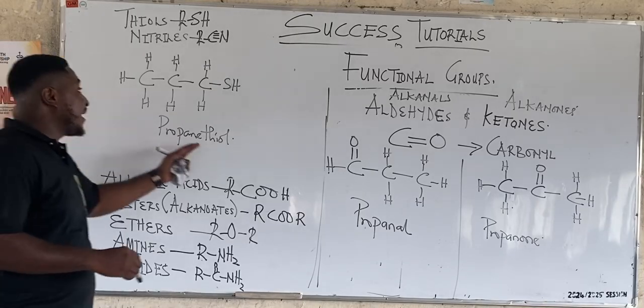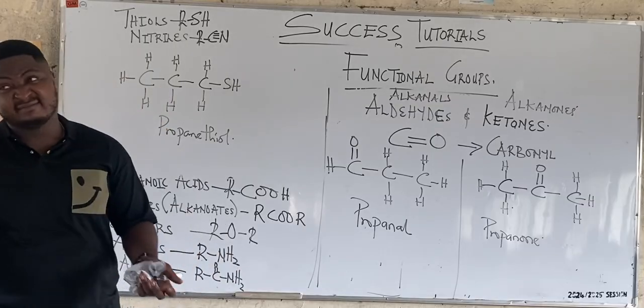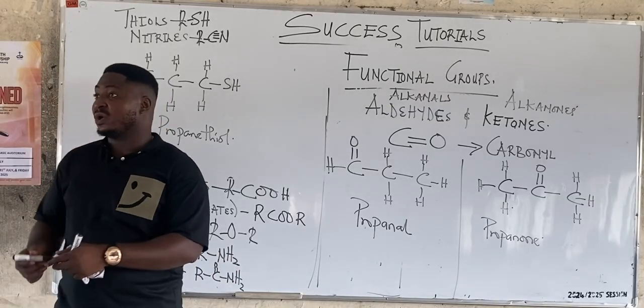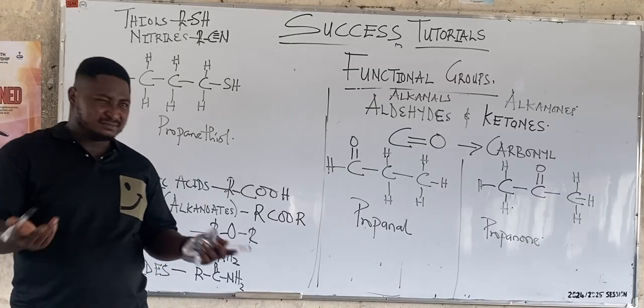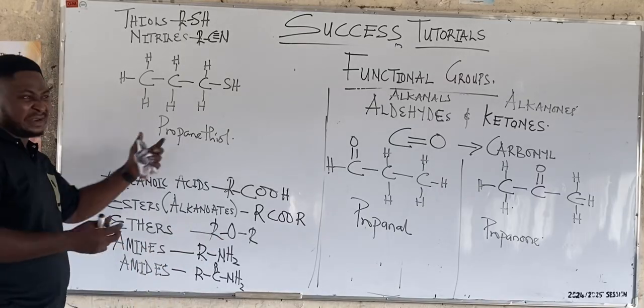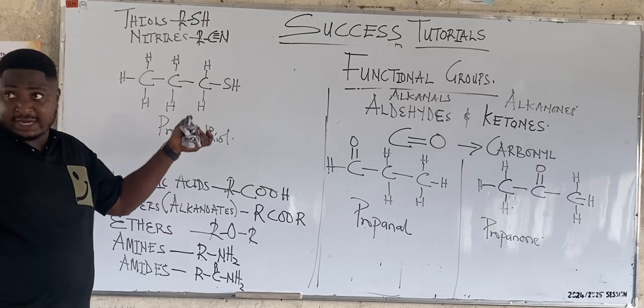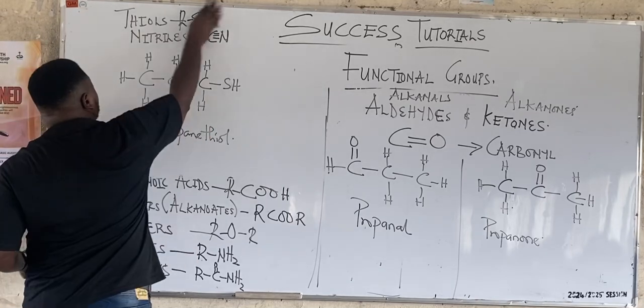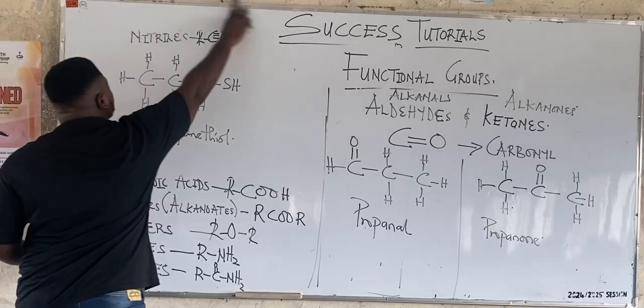So just count the number of carbons, and once the SH is there, add thiol. If it is 4 carbons, butane thiol; 5 carbons, pentane thiol. Very straightforward. It doesn't have primary, secondary, and tertiary. Are we together? So that's thiols for you. Now let's go to nitriles.